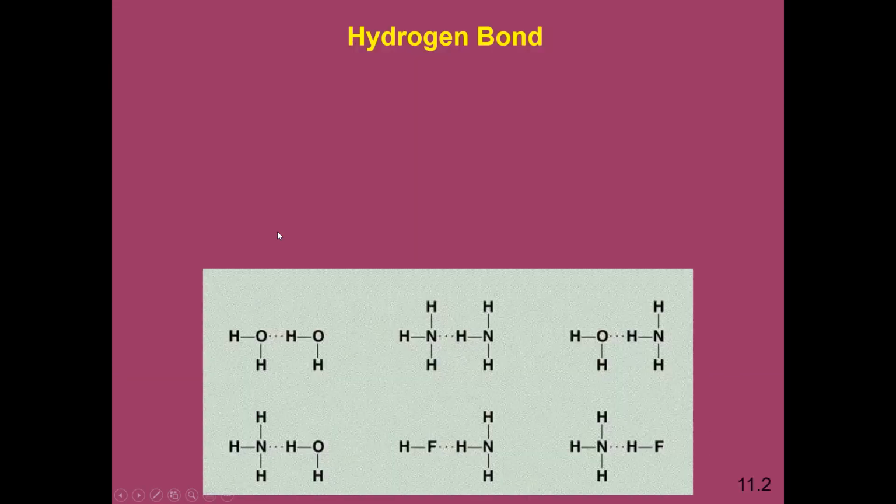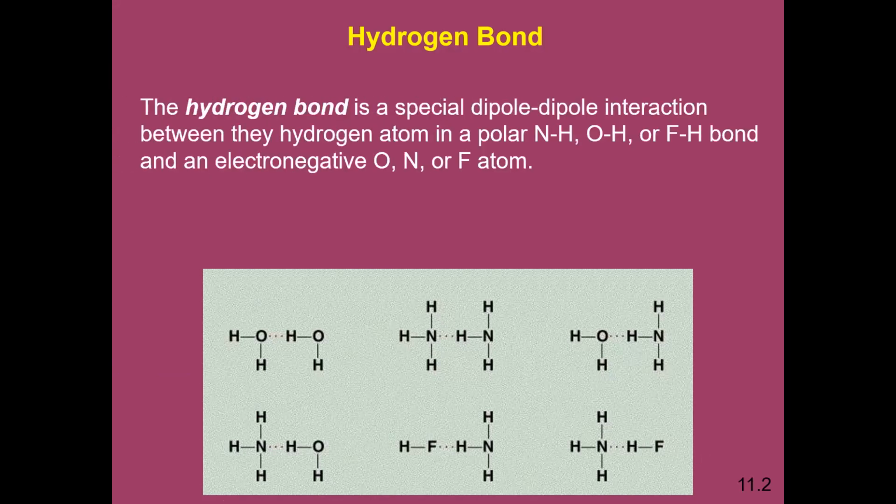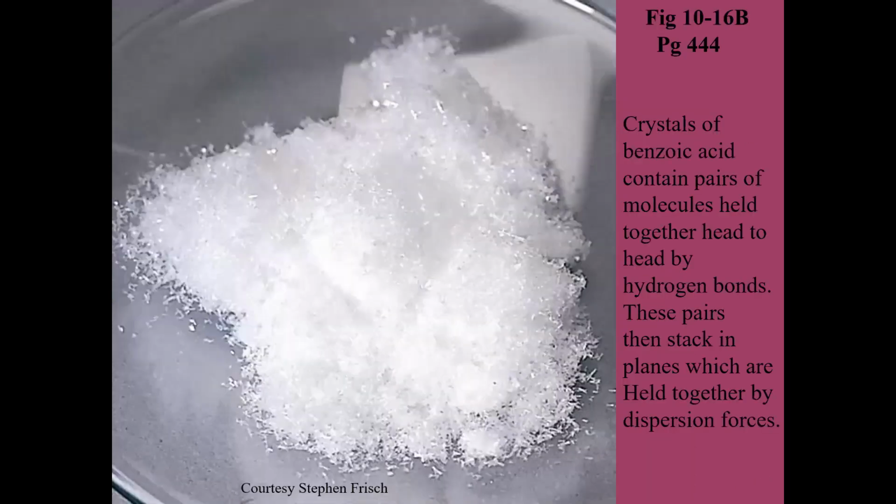All right, so they have to be polar. That's another requirement because NH4, for example, even though it has N and H, is not polar. Therefore, it could not do hydrogen bonding because it's not polar. So like I said, it is a special type. Remember that you have N, O, or F. And the crystals of benzoic acid have these long crystals, as you can see, and they stack in plane because this is the dispersion forces that you're seeing here in action.